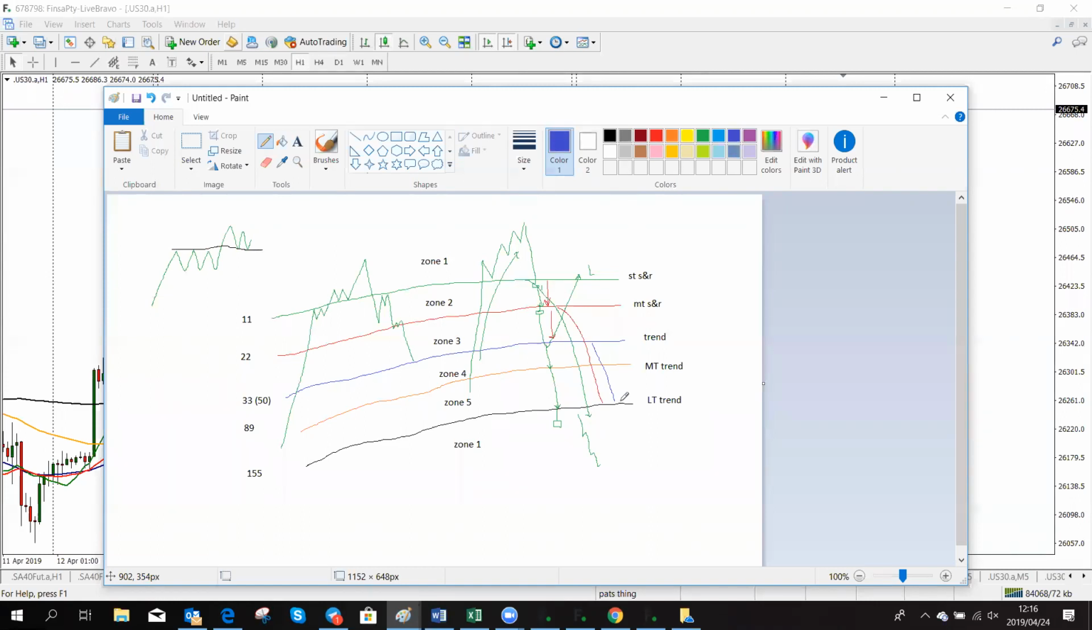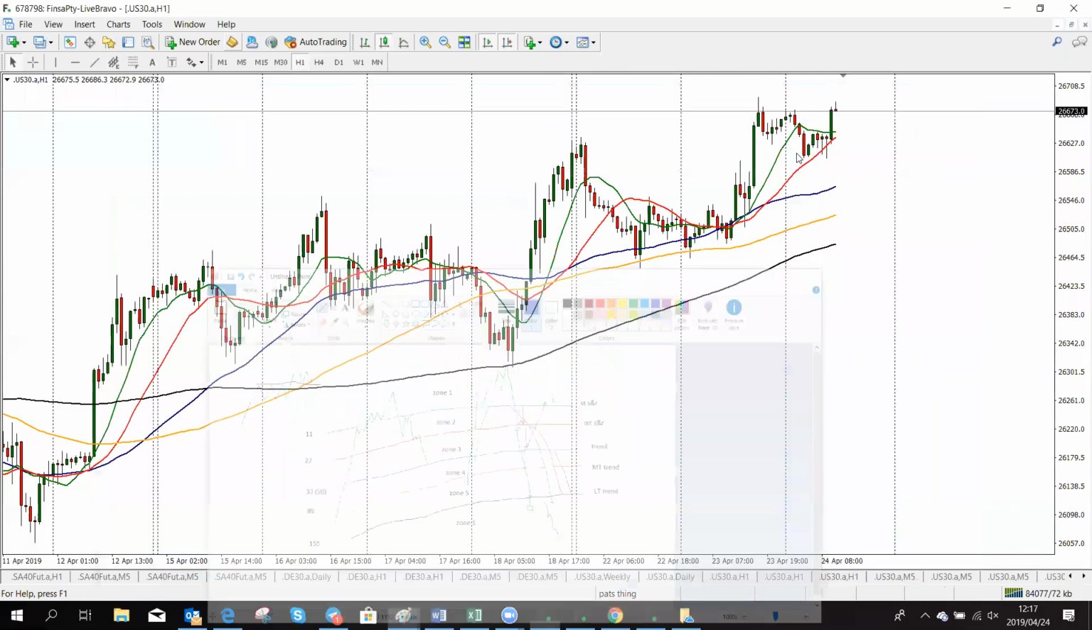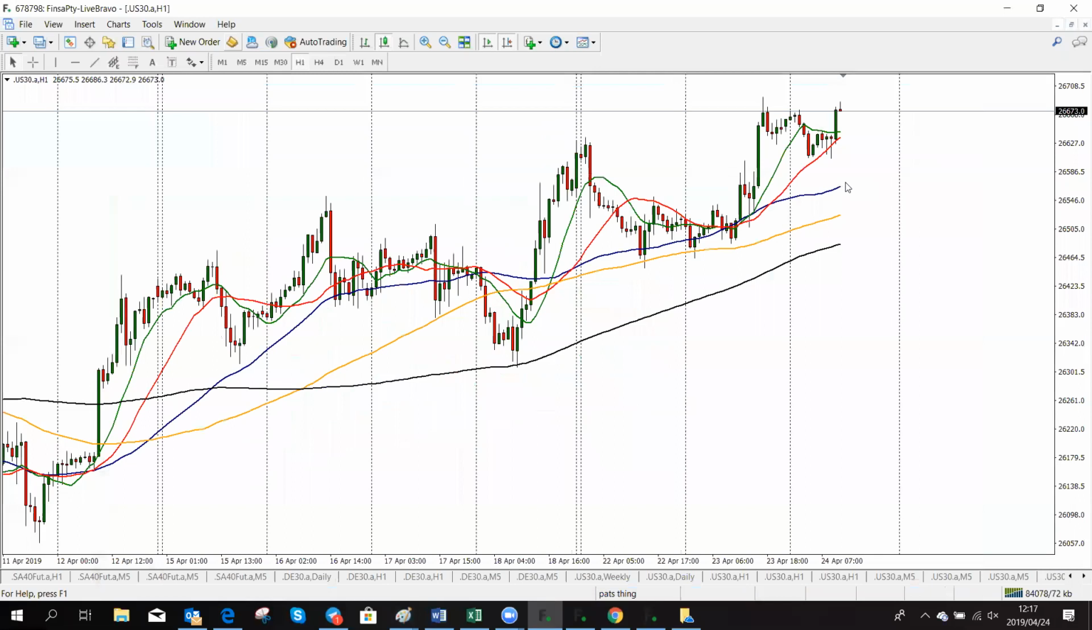So in effect, above all the moving averages, the idea is we want to be long. Below all the moving averages, we want to be short. But we must be trading to be short below the green and to be long above the green. That's very important when we look just at that. So let's have a look at that quickly. And you can see it. It's happened again this morning.